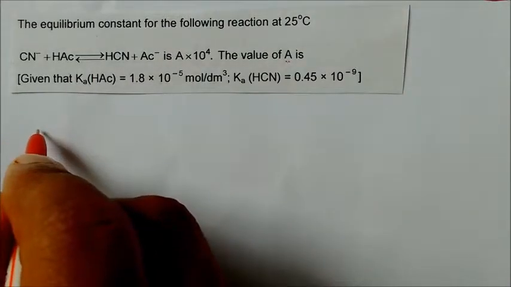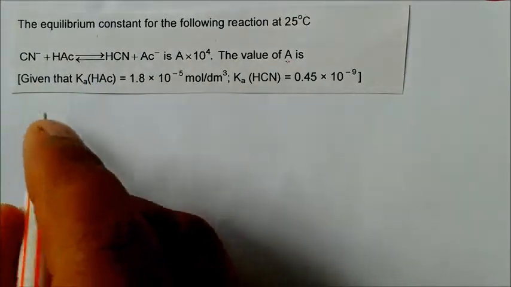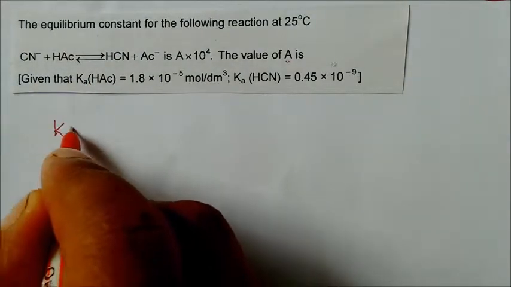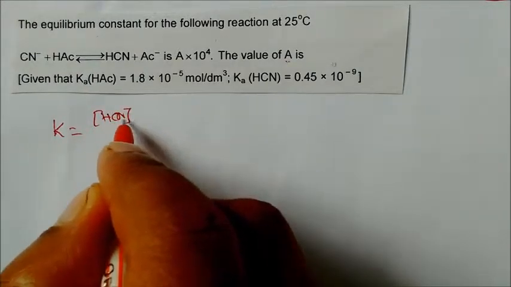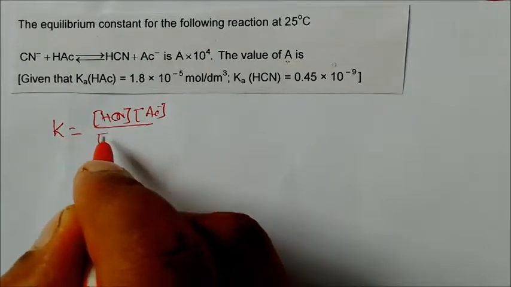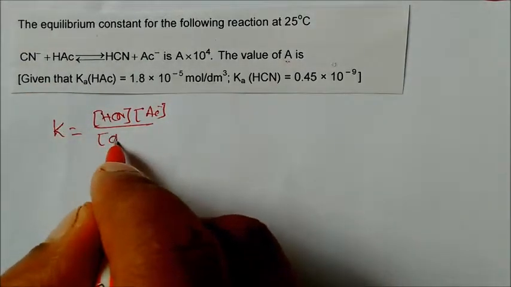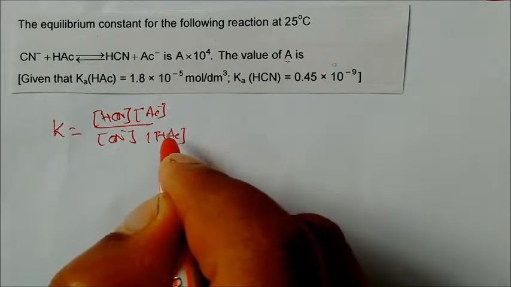So what is K? From the law of chemical equilibrium, since this is a reversible reaction, we can use the law of chemical equilibrium, that is K is equal to the product of the concentrations of the products, HCN and AC⁻, divided by the product of the reactants, CN⁻ and HAC, that is the acetic acid.